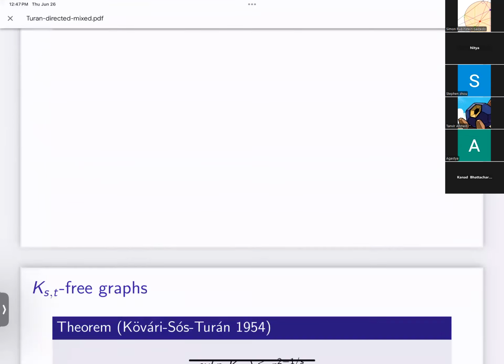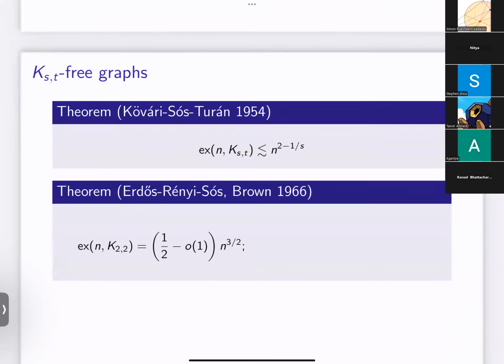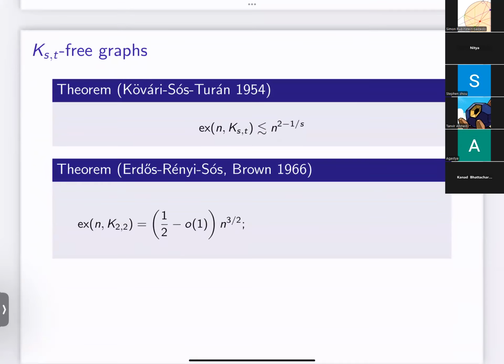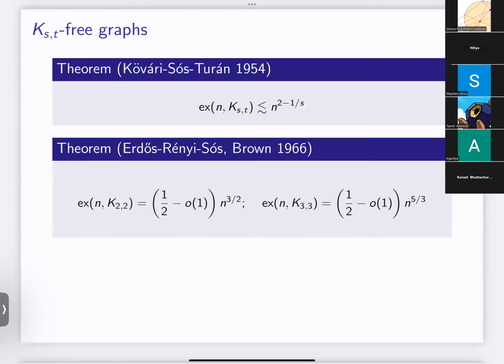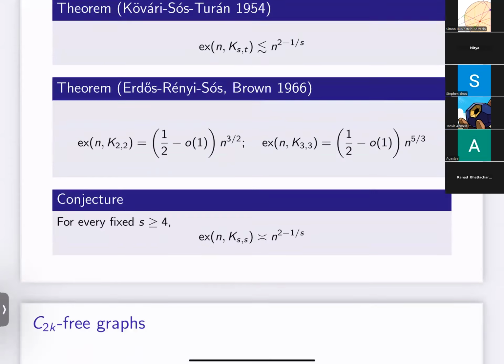So the story for upper bounds is really nice. The story for lower bounds is not so exciting. For K_{2,2}, which is just a square drawn a little funnily, we know exactly the right answer, and this comes from a geometric construction that matches the Kővári-Sós-Turán upper bound. We also know what the right answer is for K_{3,3}, which is also a geometric construction that also matches the Kővári-Sós-Turán upper bound.